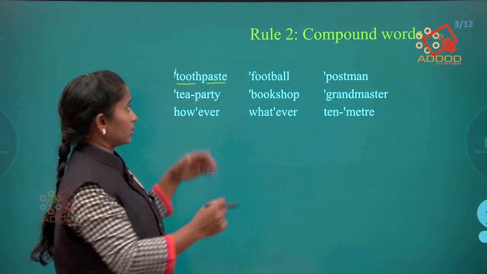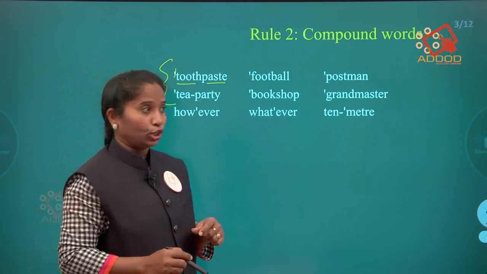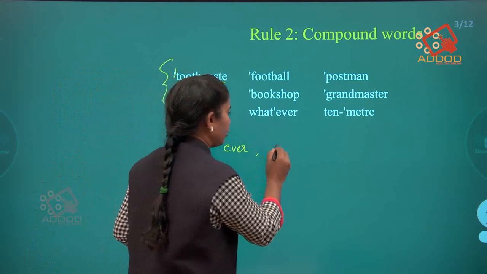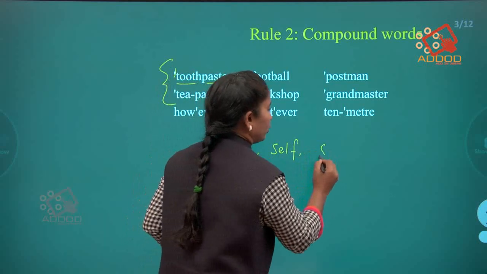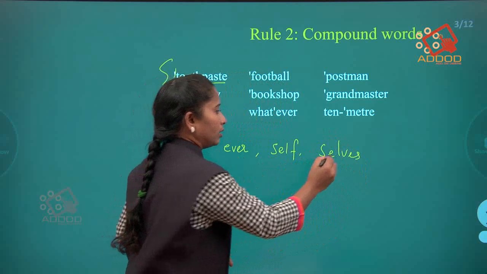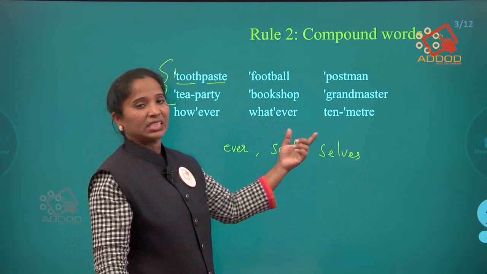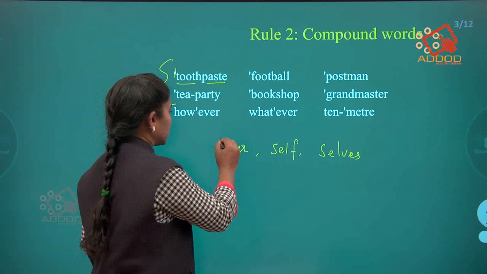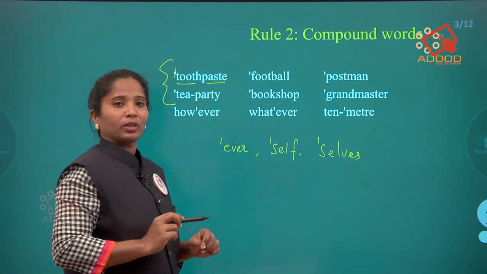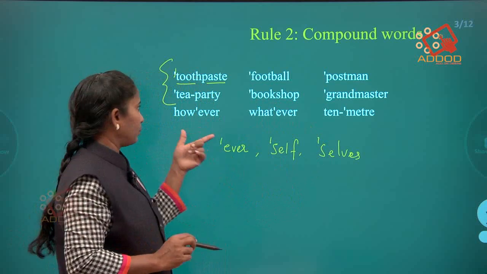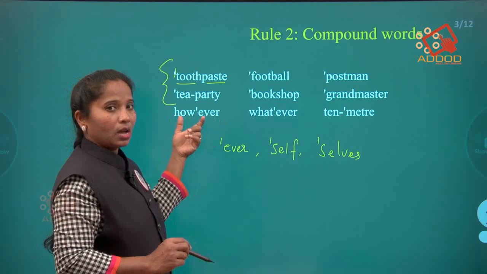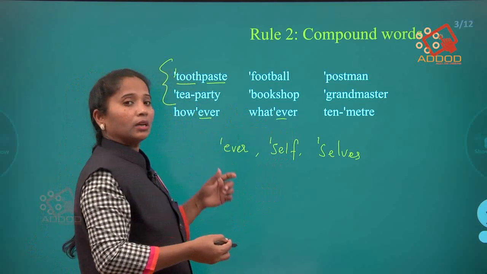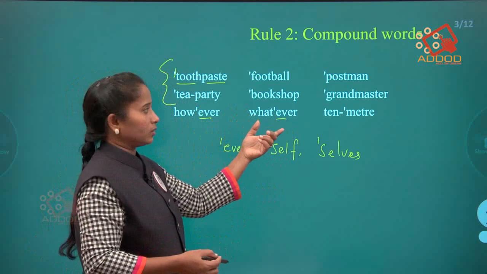Okay, and apart from these compound words, you have further compound words using ever. You have self, you have plural form selves. So any word ending with ever, self, selves, then the stress mark should be on these words themselves. You should use the stress mark on the first syllable of these words. Okay, for example, you have however, whatever. So you have to stress on the ever part, right? However, whatever.